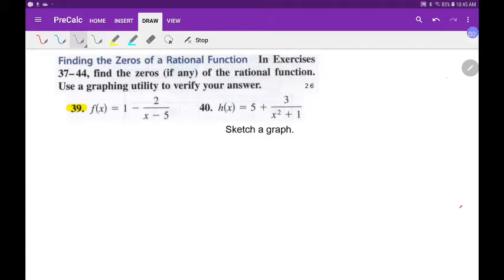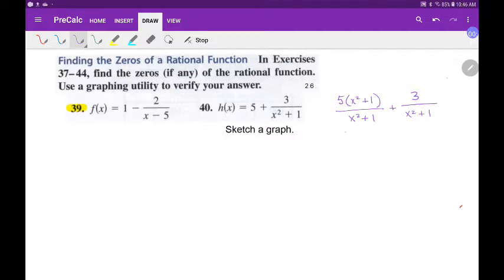Okay, so rational functions. We're going to get a common denominator. So we have 5 times x squared plus 1 over x squared plus 1. I just multiplied top and bottom by x squared plus 1, plus 3 over x squared plus 1.